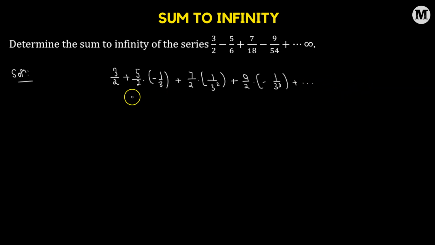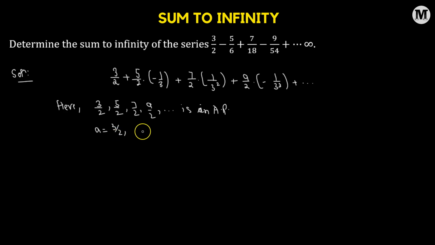Now let's look at each of the terms carefully. For this particular series, the first term has value 3 over 2, the second term is 5 over 2, the third term is 7 over 2, the fourth term is 9 over 2, and this keeps on going. This is going to be an arithmetic progression. So here we can clearly observe that the first term is 3 over 2, and the common difference d is equal to 1.